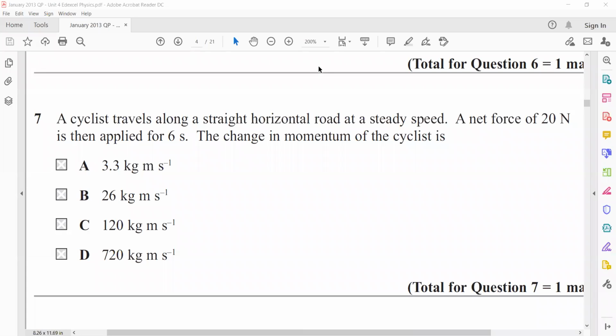C, sir. Yes, impulse is a product of force and time. So C is the correct answer. So just force multiplied by time. Force is 20 and the time interval was 6. That's why C is the correct answer.